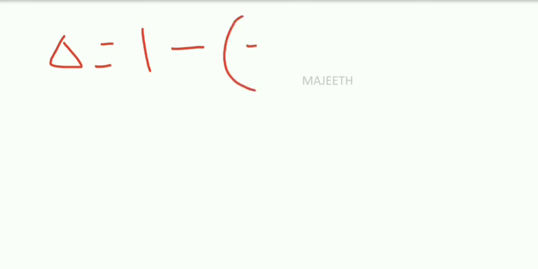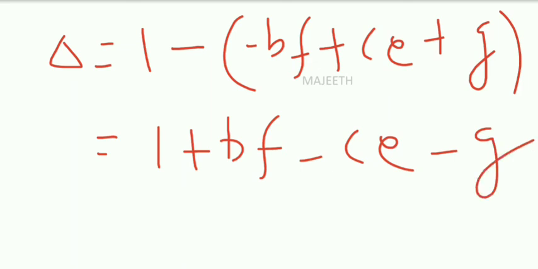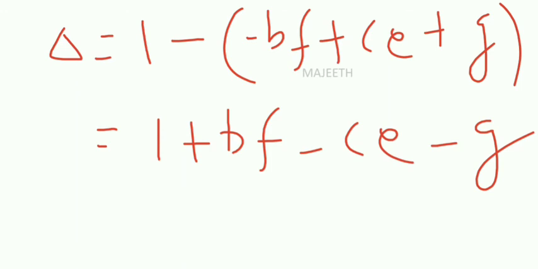So del is equal to 1 minus the sum of individual loop gains. What are those loop gains? One is minus BF, plus CE, plus G. Plus the sum of gain products of combinations of 2 non-touching loops, but we don't have 2 non-touching loops, so we stop here itself. So that is equal to 1 plus BF minus CE minus G. We found del, right? So K is equal to 1.